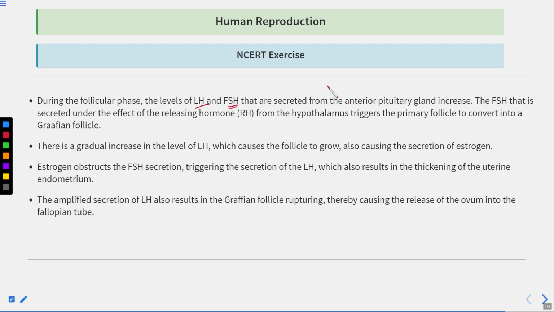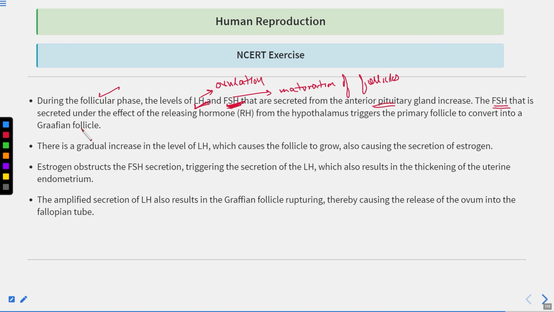Now, during the follicular phase, the levels of the LH, luteinizing hormone, and FSH that are secreted from the anterior pituitary gland increase. Clear? So level of LH and FSH are highest just before the ovulation because LH helps in the ovulation, and follicle stimulating hormone helps in the maturation of the follicles. So FSH is secreted during the follicular phase. Okay, and level of LH is highest just before the ovulation. So both of these hormones are maximum during the follicular phase, just before the ovulation.